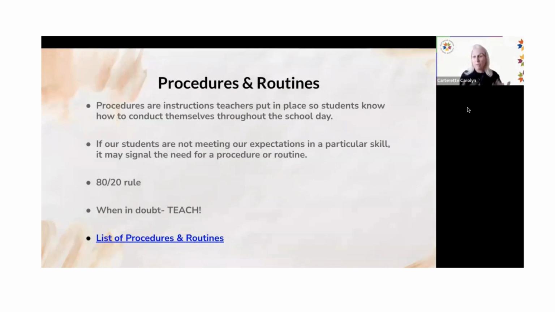So we know after some of those bigger breaks, especially the winter break, that a great way to start off when we come back is to go ahead and slow things down for a day or two and reteach those procedures and routines. Because the more we invest, the bigger payoff we're going to get.